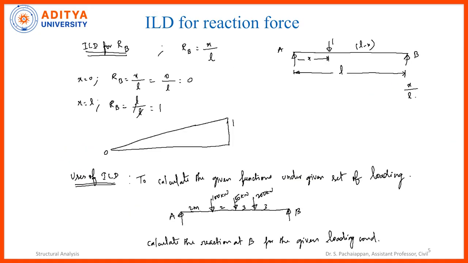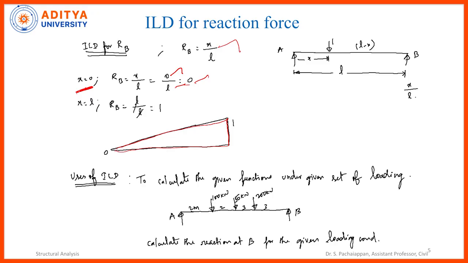Similarly, let's see the ILD for the reaction force RB. We know the RB value is x by L. When x is equal to 0, we substitute and get 0 divided by L, which is 0. When x is equal to L, L by L becomes 1. So this time we get 0 and then 1, and this is the ILD for RB.